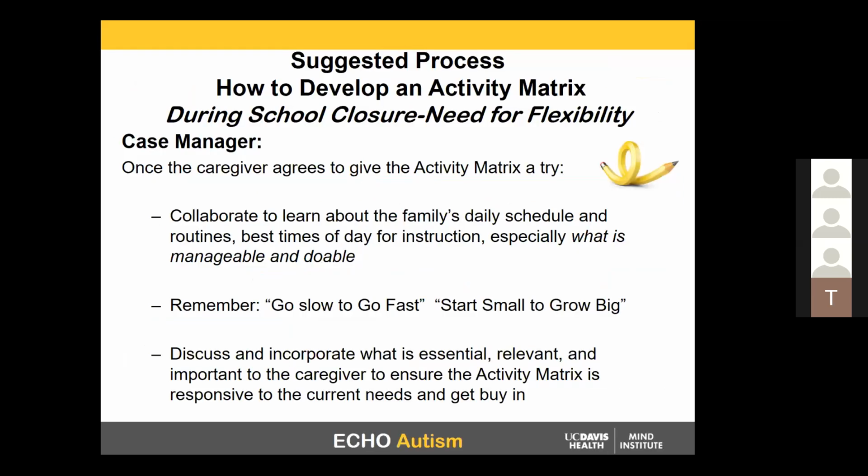And so once you've sold this activity matrix tool, and the caregiver says, yeah, I think I'll give it a try, what we want to do is spend time talking about that family schedule and what it looks like and what are best times of day, and especially what is manageable and doable. Amber talked last week and had a really nice picture of the turtle and the hare. Go slow to go fast, start small to grow big.